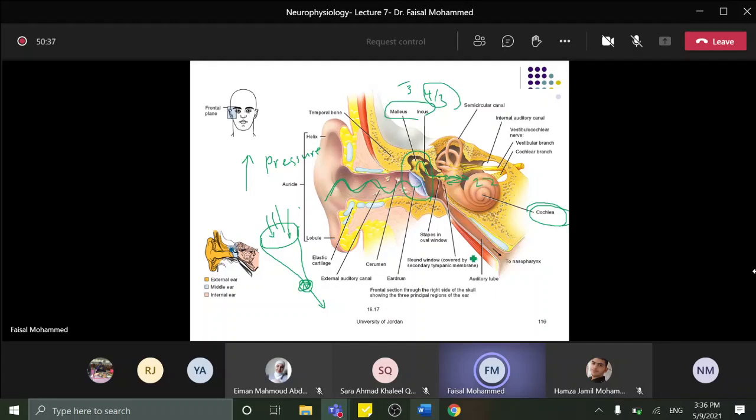This is called impedance matching, to match the resistance of movement of the sound waves in air and fluid. See, the sound waves move in air with no resistance. But when it has to move the fluid inside the cochlea, there is fluid, it needs high pressure. How do you get high pressure? By the difference between the areas. Now the cochlea, we will come to the cochlea after this.